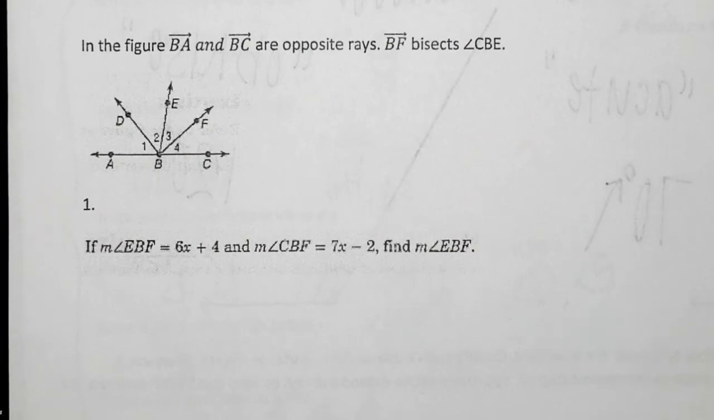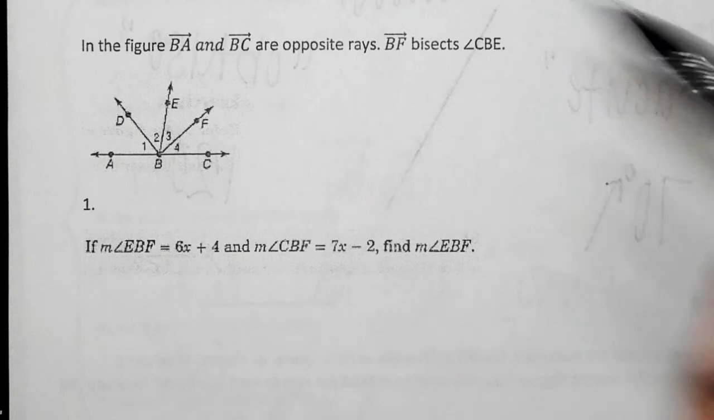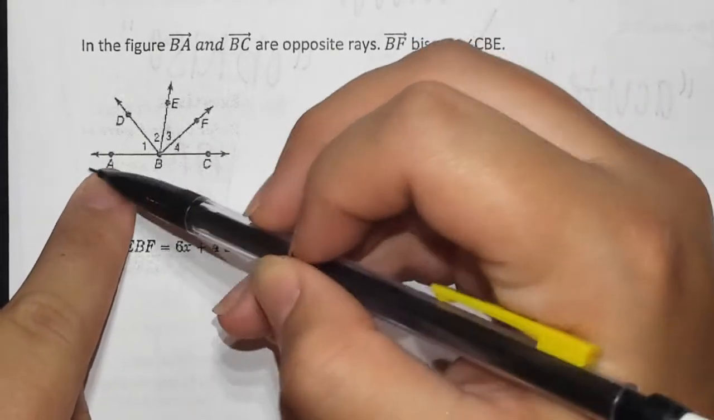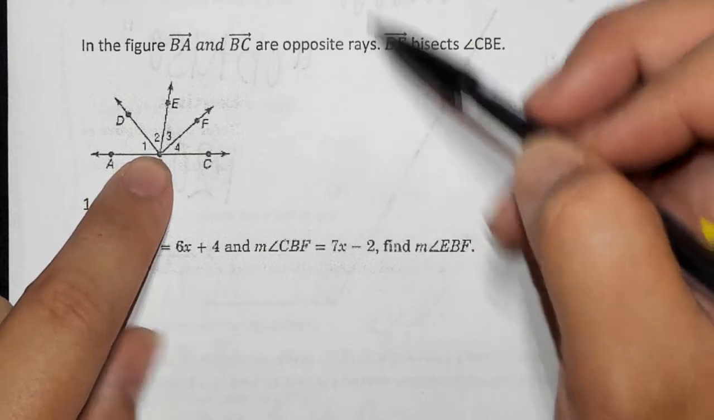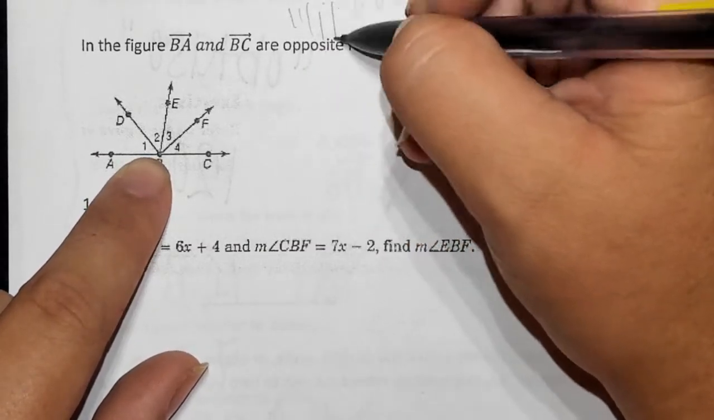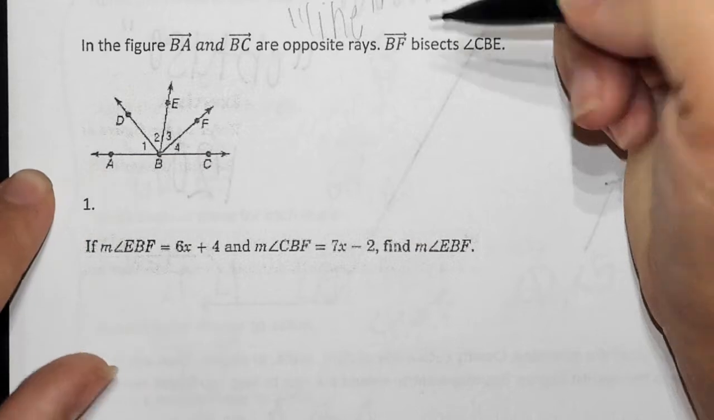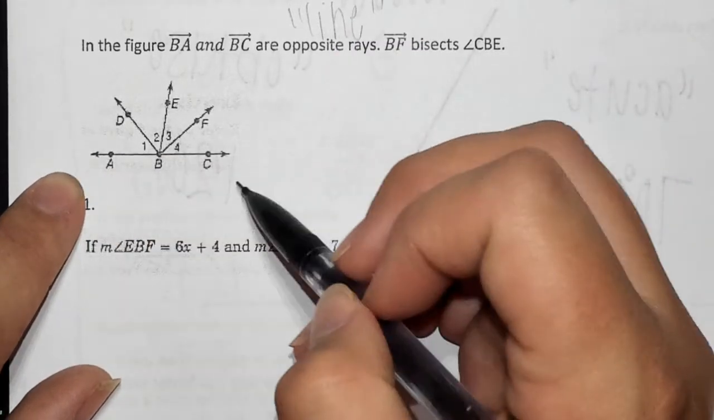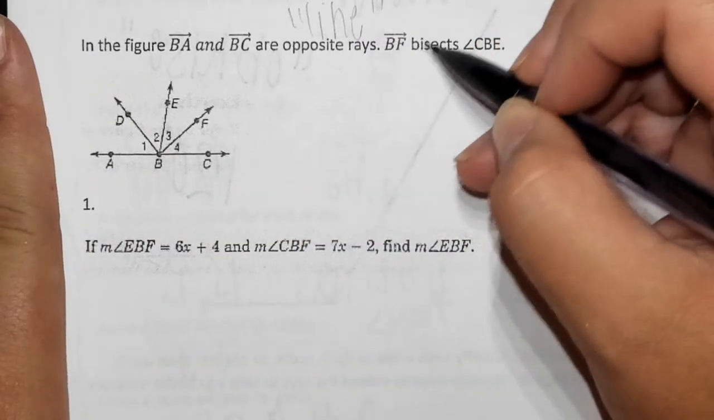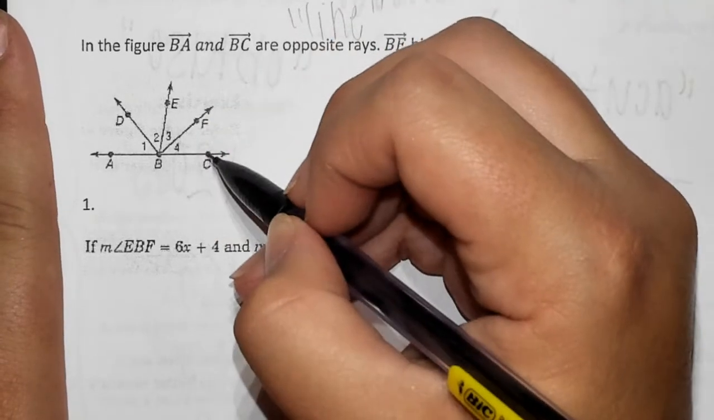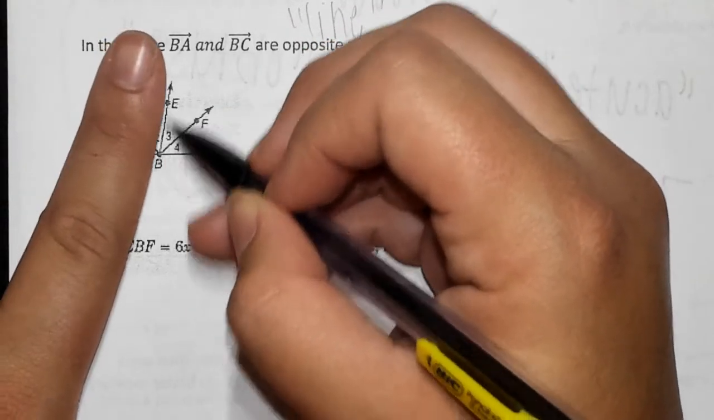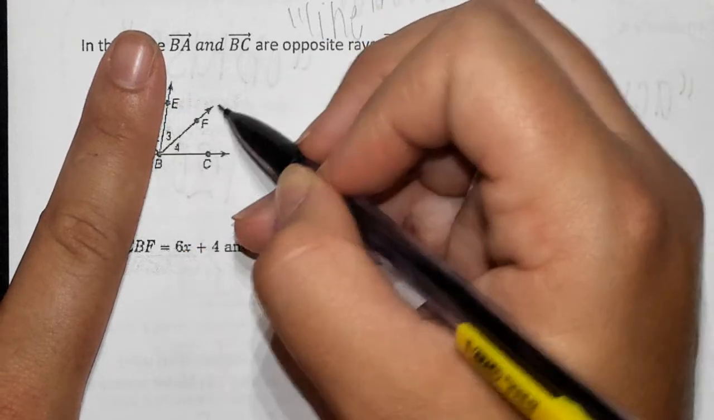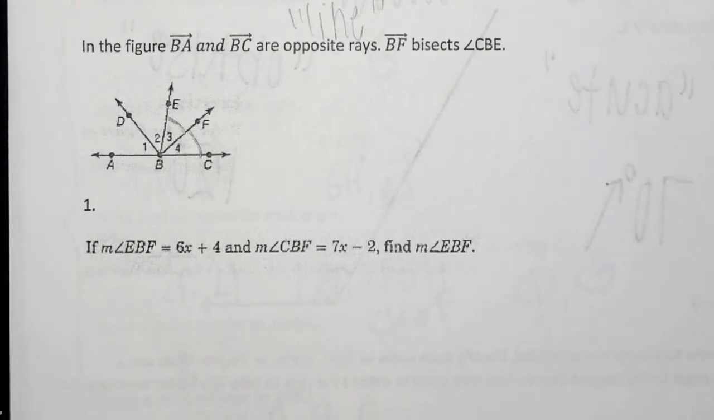I'm going to use a pencil because they change the measures on us sometimes, and I want to be able to erase it. So in this figure, BA and BC are opposite rays. It's only telling you that so you know it's a line, because opposite rays make a line. So you know that's 180 degrees, A to B to C. Now, BF bisects CBE. So here's CBE, C to B to E. So that's one whole angle. But BF bisects it, which means angle 3 and angle 4 both can have one rainbow. They're the same. Because it bisects it, it cuts it in half.